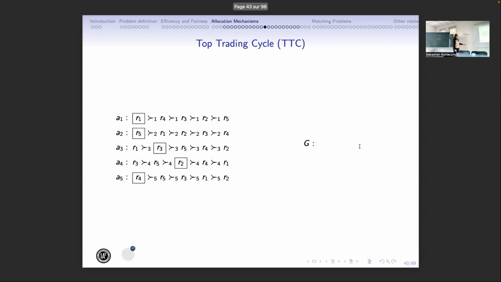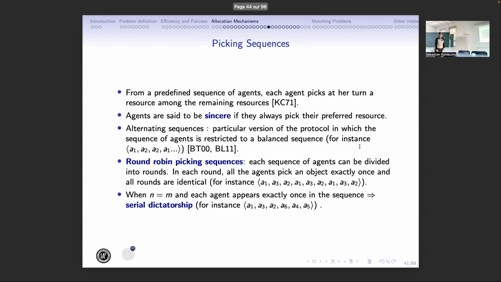Okay. So the top trading cycle and the adjusted winner are centralized procedures. Now we will see a procedure that is between centralized and decentralized. It is quite difficult to classify because the first part of the procedure is centralized, but the second part can be executed in a decentralized way. So this is picking sequences. In picking sequences, you start from a predefined sequence of agents, which is computed in a centralized way.